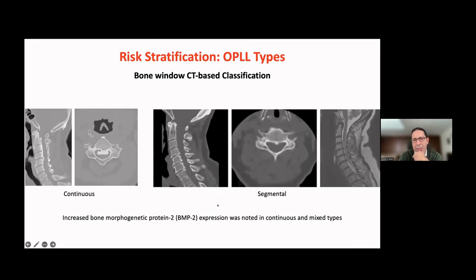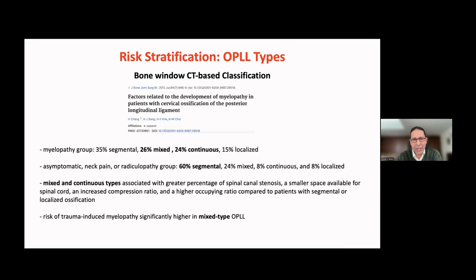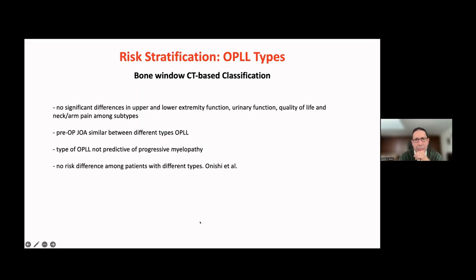You see one case of continuous, of segmental. Increased bone morphogenetic protein expression was noted in continuous and mixed type. So there is probably also a pathological basis to this radiological classification. It seems that myelopathic groups have more mixed and continuous, whereas asymptomatic patients more the segmental type. Mixed and continuous tend to produce a greater degree of canal stenosis. And risk of trauma-induced myelopathy is also bigger in the mixed type.